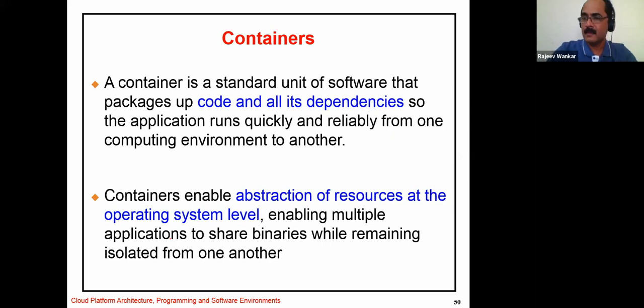But what I say is that this is operating system level virtualization, in the sense that containers run on top of the operating system, bring their own runtime and perform the operation. All runtime dependencies, libraries, whatever is required, they bring together, perform the operation and move on. And all of them, containers, enable the abstraction of resources at the operating system level. That's the reason why it enables multiple applications to share the binaries while remaining isolated from one another. So they isolate from one another and then share certain things.